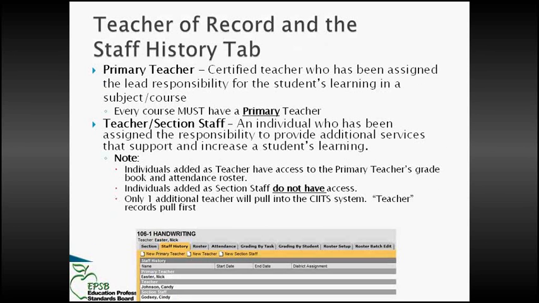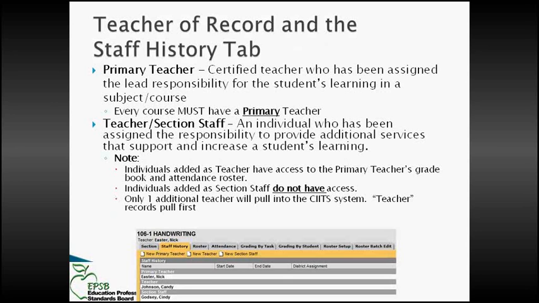For the teacher of record, you want to make sure that the primary teacher is the certified teacher. Every course must have a primary teacher. And especially for things like distance learning, that still does need to be a certified teacher physically in the class as the primary teacher. Teacher and section staff, these are individuals who have been assigned responsibility to provide additional services.